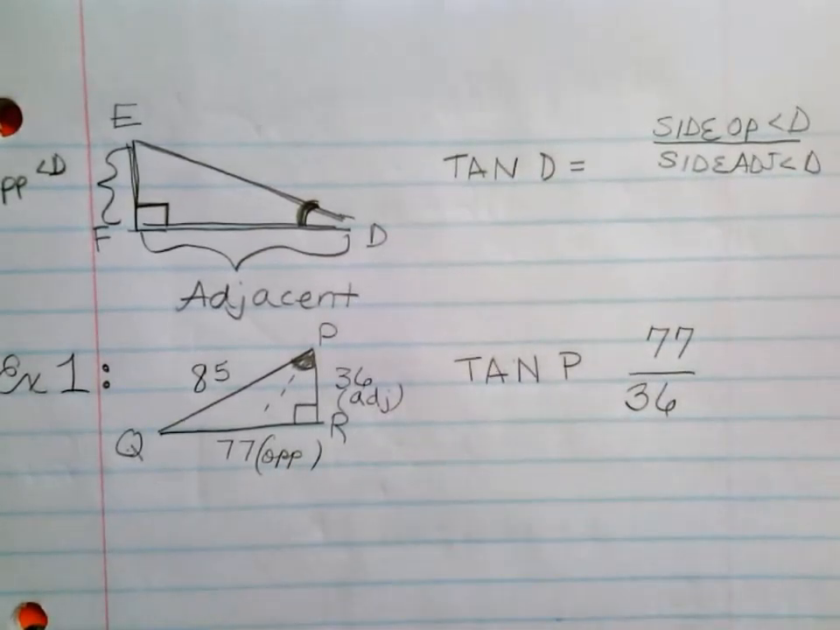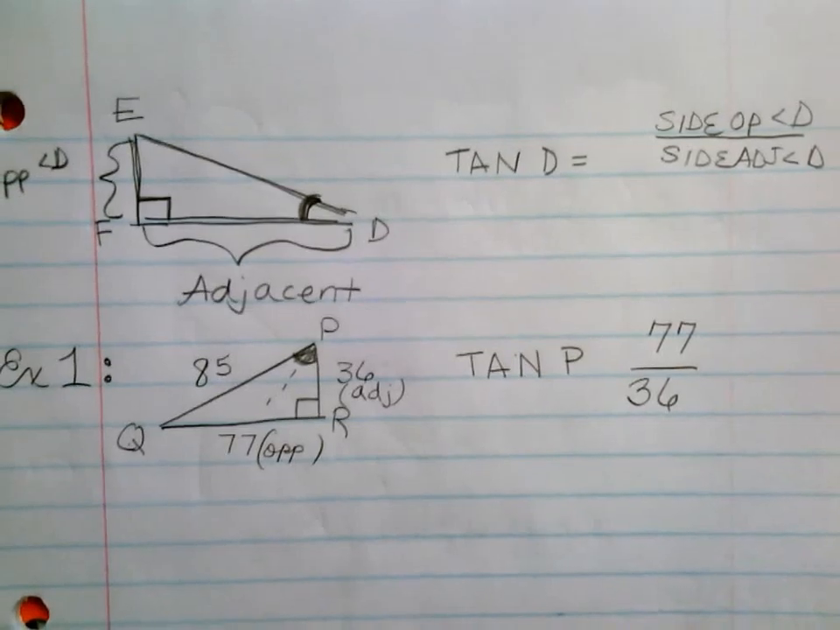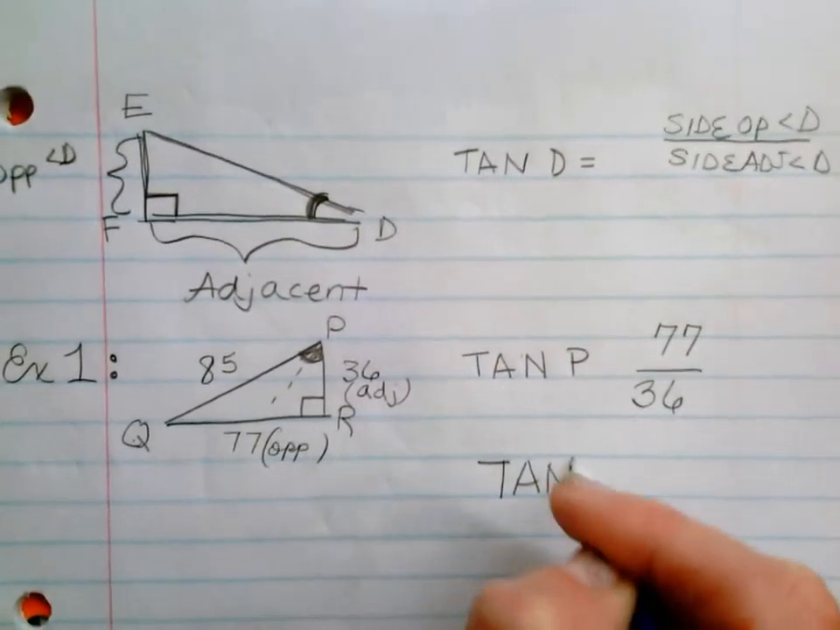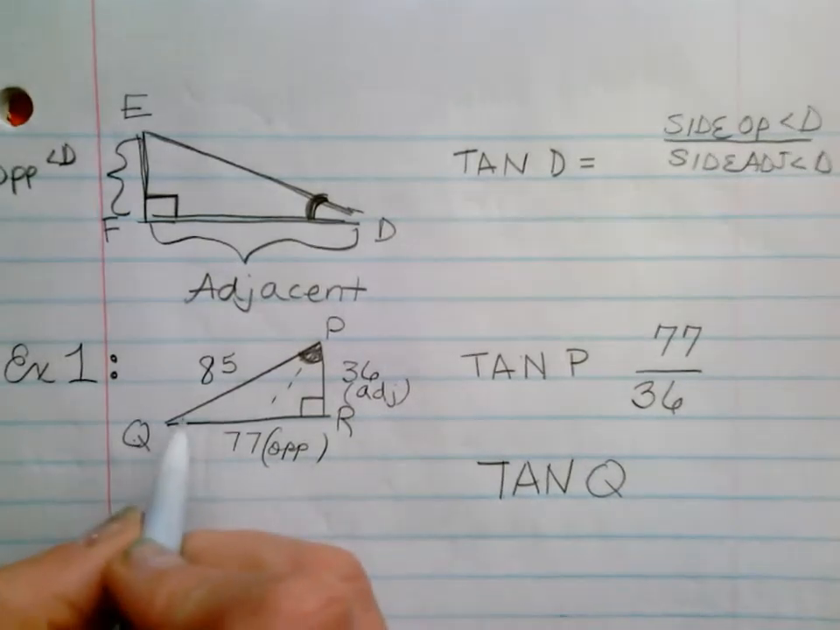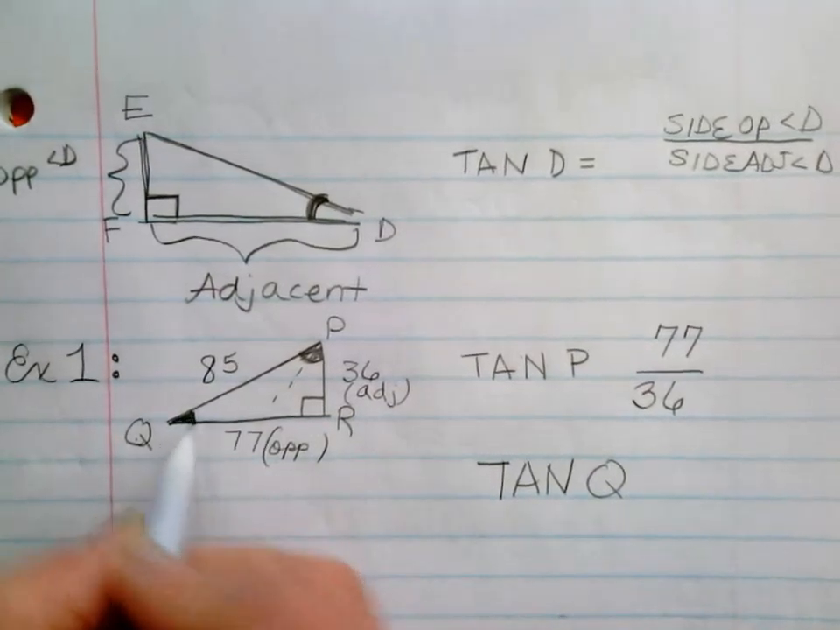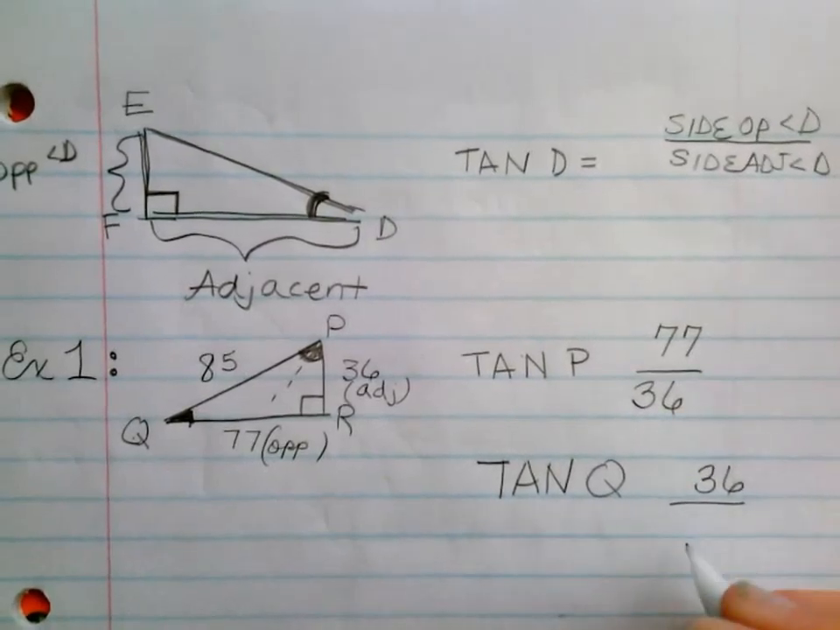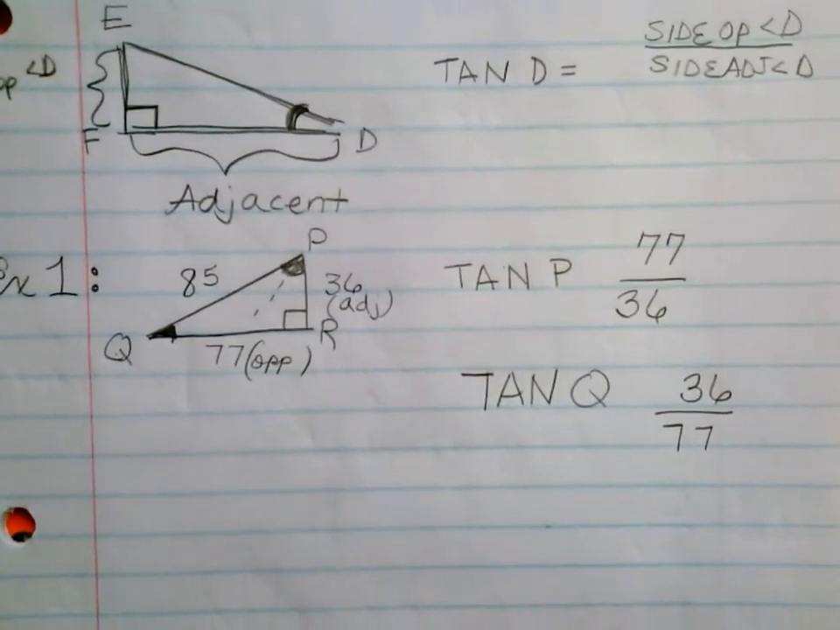Yes, sir? So would the answer just be 77 over 36 reduced? Yeah. We would reduce it. What if they want us to find the tangent of Q? Q is over here. Opposite is? Adjacent is. Okay? Opposite over adjacent to the angle in question.